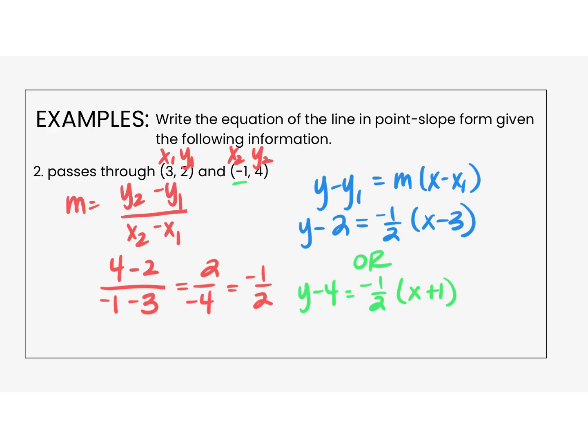Okay, so again, first step was finding the slope given those 2 points, and then using one of those 2 points to write the equation in point slope form. So either of these would be an acceptable answer.